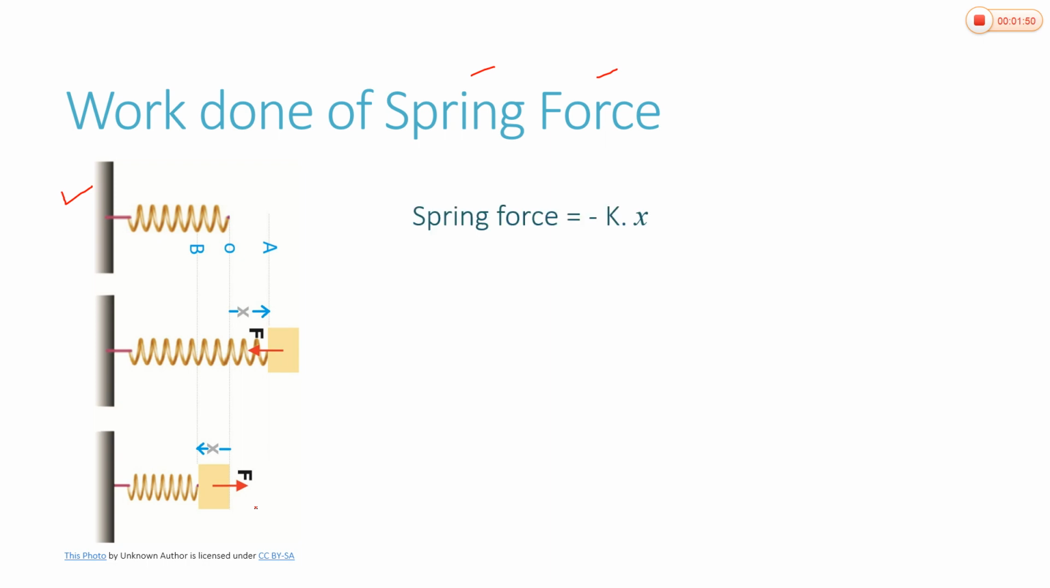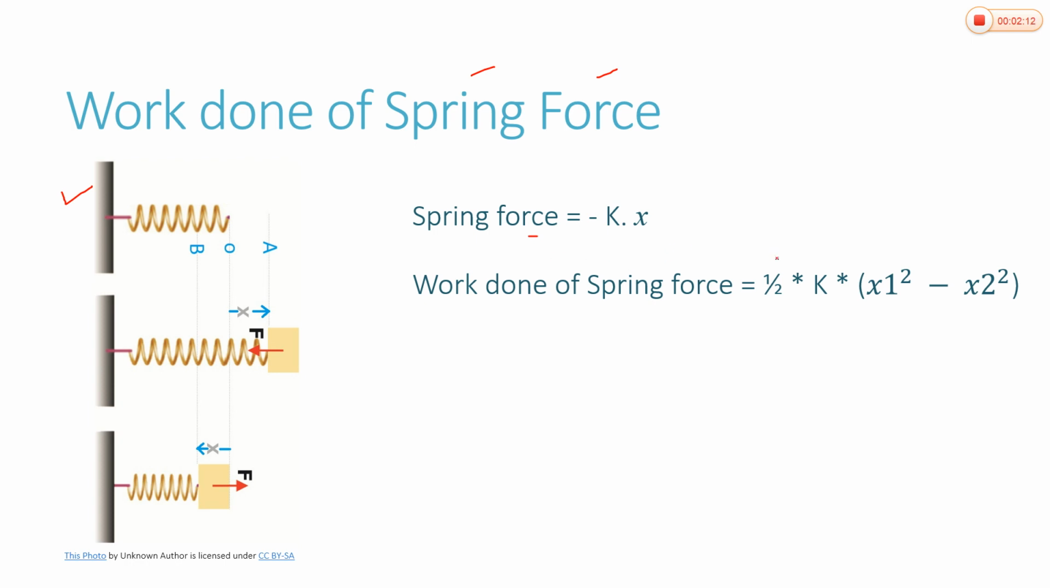So that's why the force developed in the spring we define as a negative force, and the formula for that is minus k into x, where k is the spring constant and x is the displacement. So if this is the force, then what will be the work done of it?